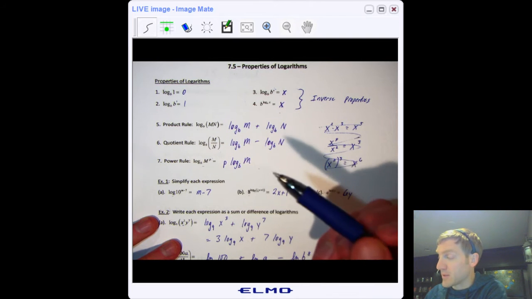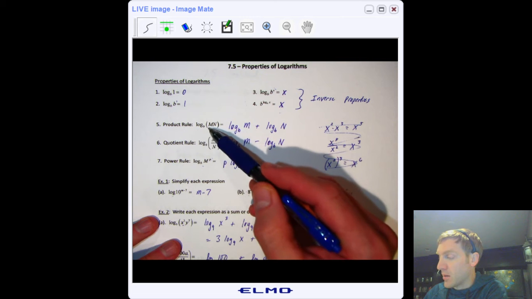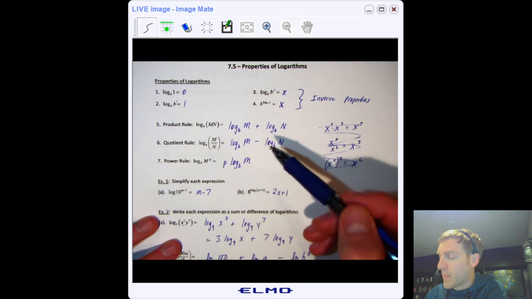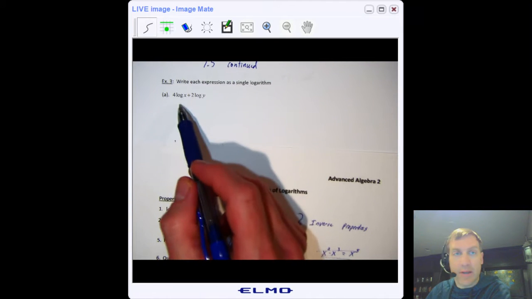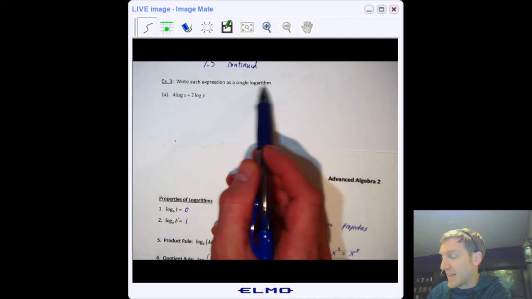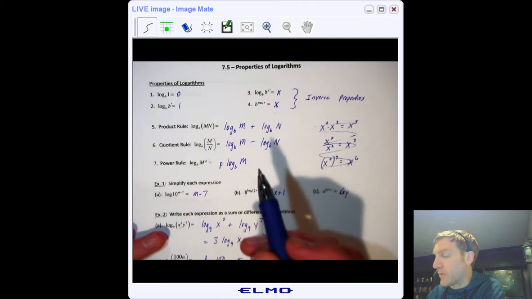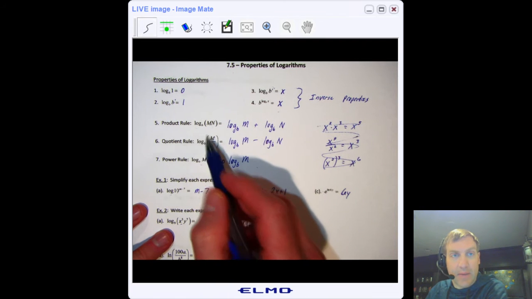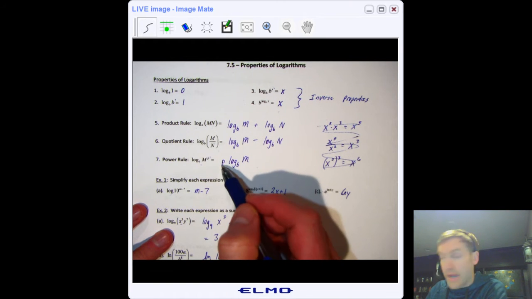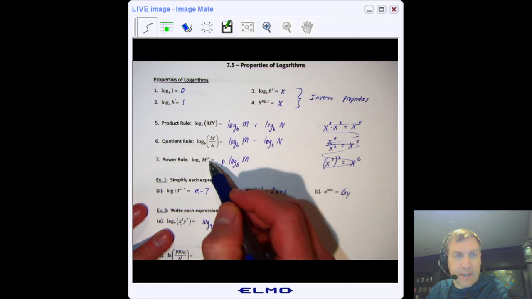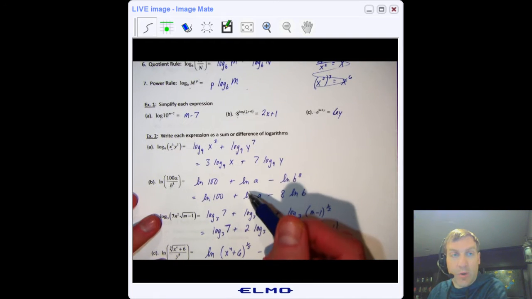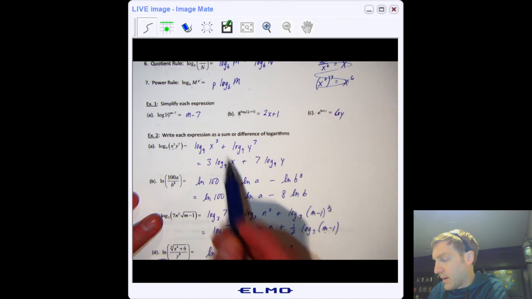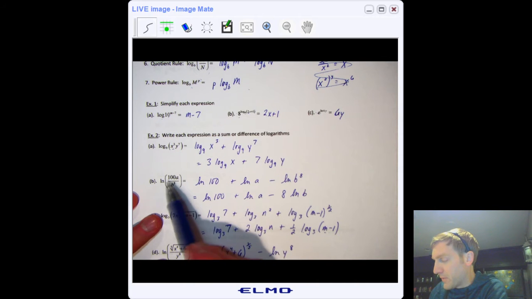So with the first assignment, you were taking a single log and breaking up into multiple logs, so basically going left to right with these properties. Now, in this assignment here, it's going to give you multiple logs and you want to write each expression as a single logarithm. So I'm going to be going in reverse, going right to left, taking two logarithms here and combining them into a single logarithm, or taking a number in front of a log and bringing it up as an exponent. So I'm basically just taking exactly what you did in example 2 last time and doing all those steps in reverse. From here, we're going to go backwards.